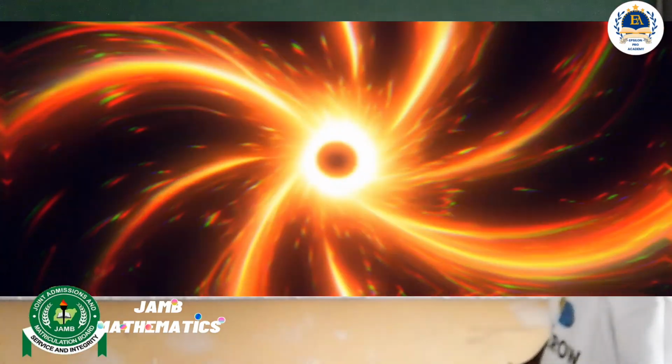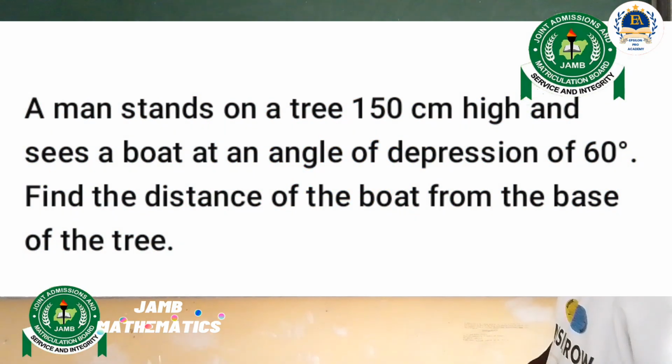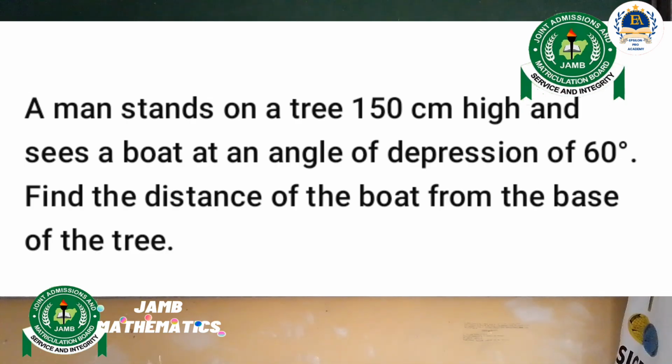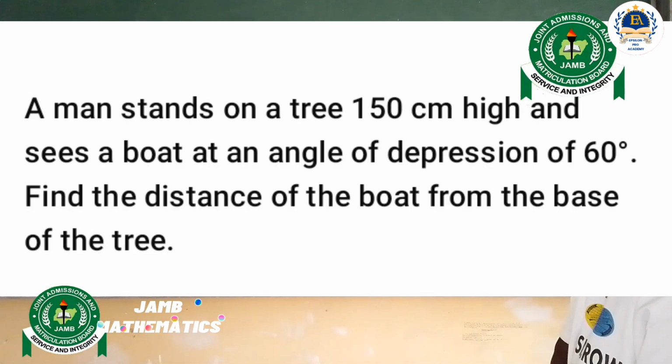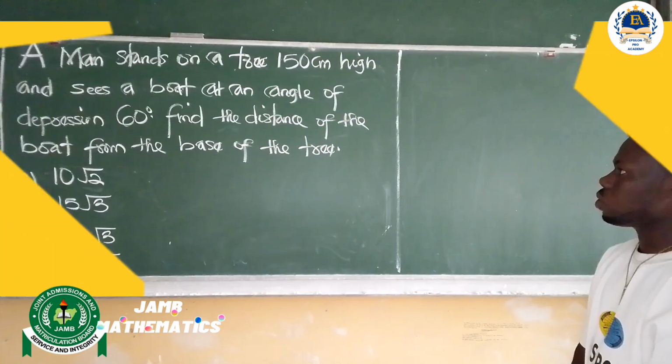A man stands on a tree 150 centimeters high and sees a boat at an angle of depression 60 degrees. Find the distance of the boat from the base of the tree. Option A 10 root 2, B 15 root 3, C 50 root 3, and D 50 root 2.